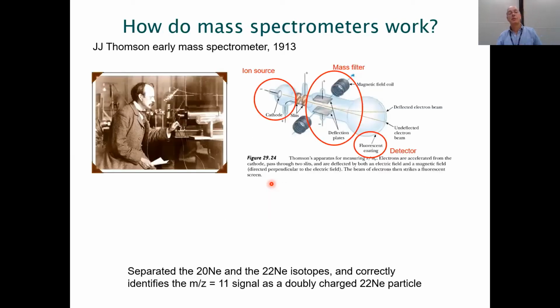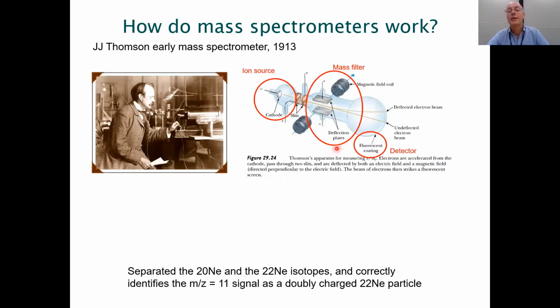How do mass spectrometers work? Well, mass spectrometers are generally quite complicated instruments, but the easiest way to understand how they work is to go right back to the origins of mass spectrometry and have a look at a very, very simple instrument. And the one I've chosen to show you today is this one. This was invented by J.J. Thomson in 1913, and it's very simple.